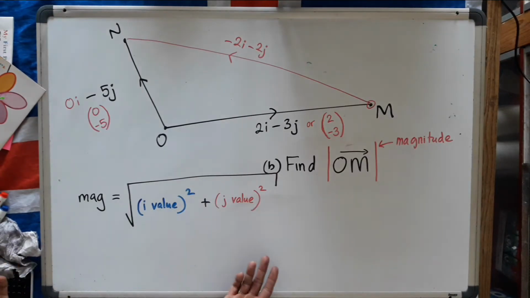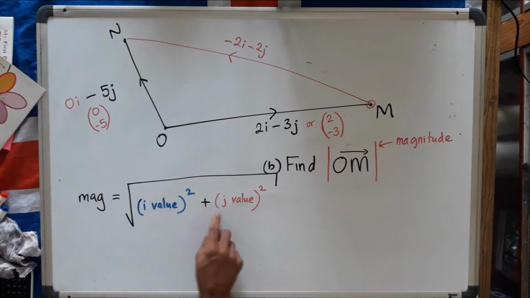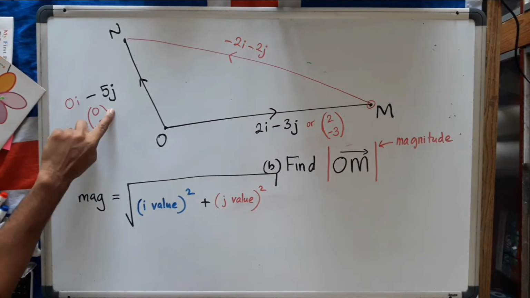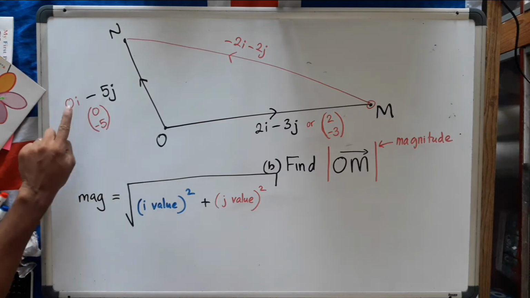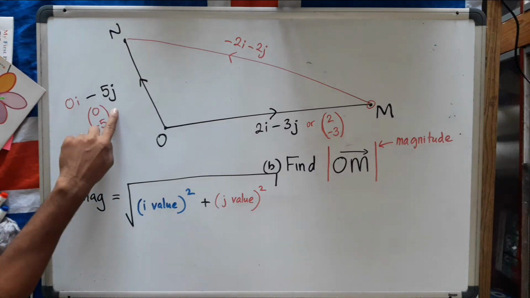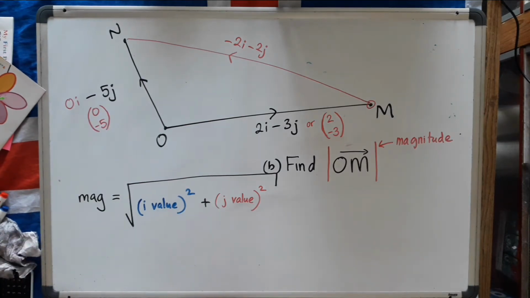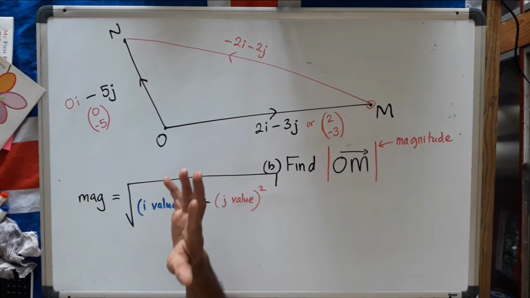This is really Pythagoras' theorem in disguise. Now you notice the formula says i value and j value. This means you can only find the magnitude of a vector when it's i and j, not when it's comma a and comma b, not when it's comma p and comma q, or comma n and comma m. It only works for i and j. Keep repeating that over and over.